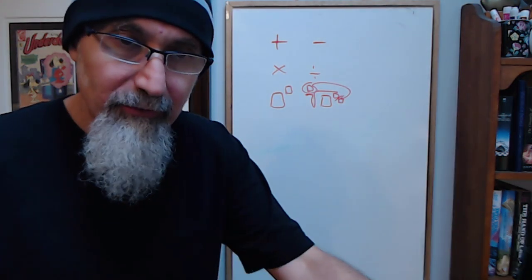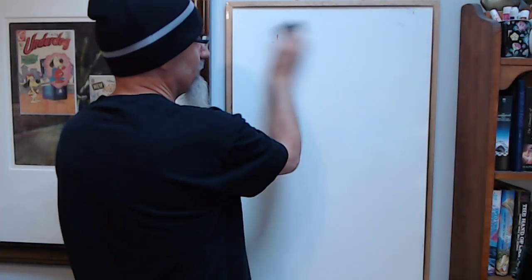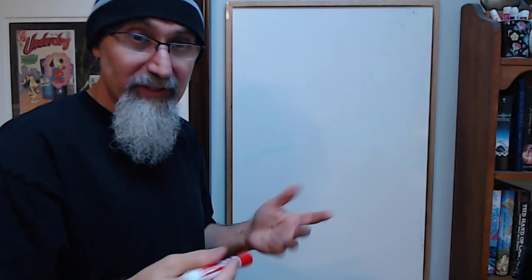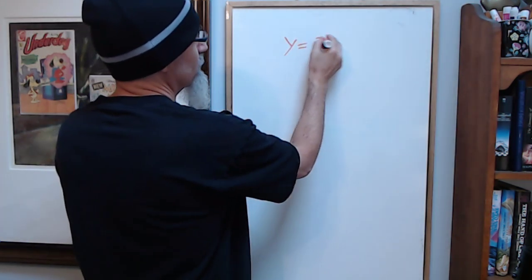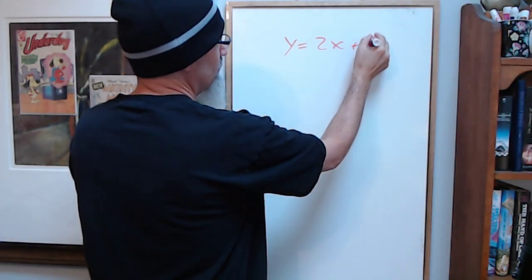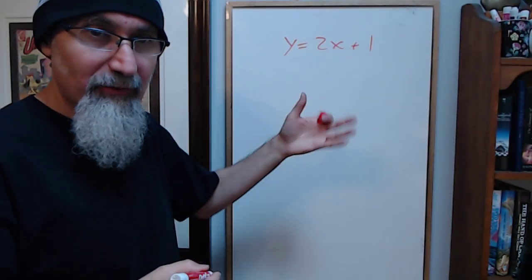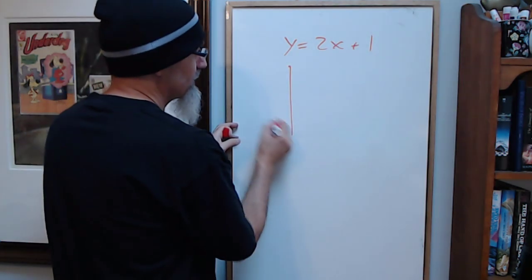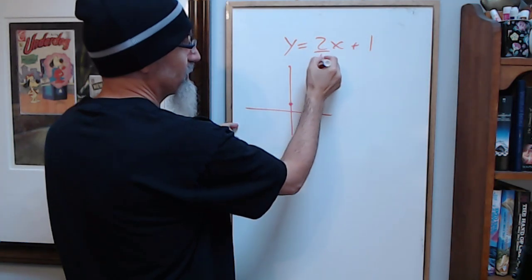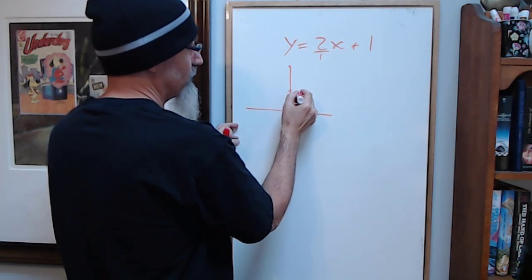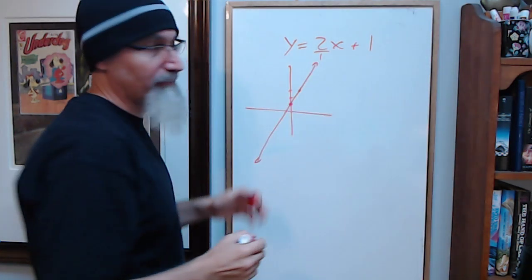Now, one other thing we do in mathematics is when we have an equation, right? So for example, let's say we have y is equal to 2x plus 1, and this graph is a linear function, right? This graph goes like this: 1, and you go up 2, because the slope is 2 over 1. 1, 2, and over 1. This is this line, right?